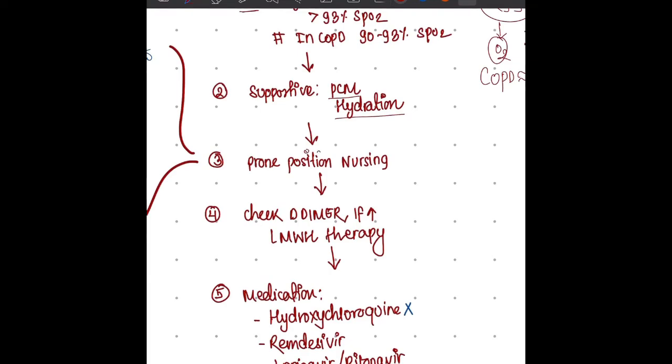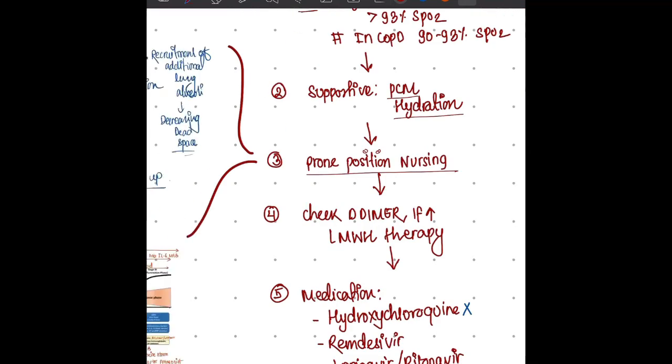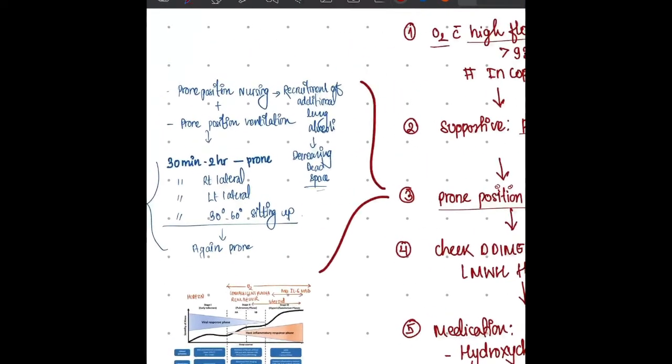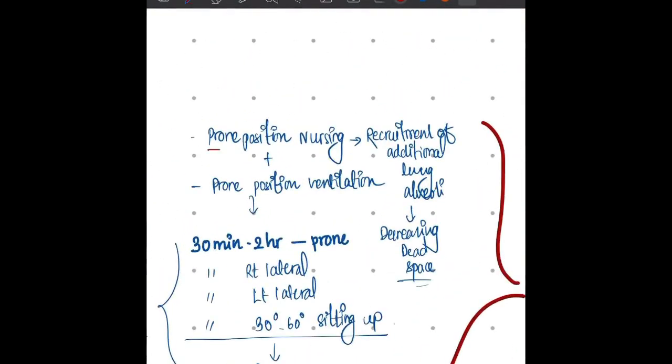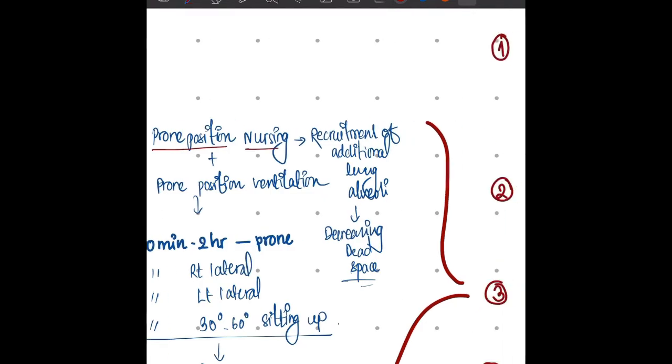Ask the patient to be in prone position. This is called prone position nursing. Prone position nursing is very important in COVID-19 patients. Why? Because keeping the patient in prone position, there is a recruitment of additional lung parenchyma, which is normally not used by a normal individual, especially in supine position.